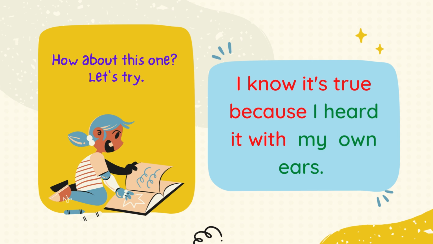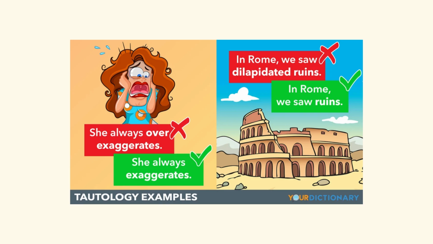Let's see. Here is an illustration of our examples. We have: she always over exaggerates. We may say she always exaggerates. That's it. Because when you say exaggerates, you're overdoing things, oversaying things. Okay. In Rome, we saw dilapidated ruins. When we say ruins, the building or place is understood to be dilapidated. So we may simply say in Rome, we saw ruins.